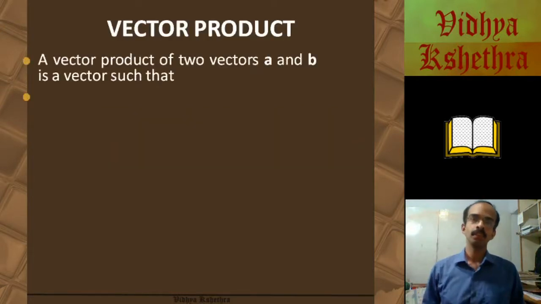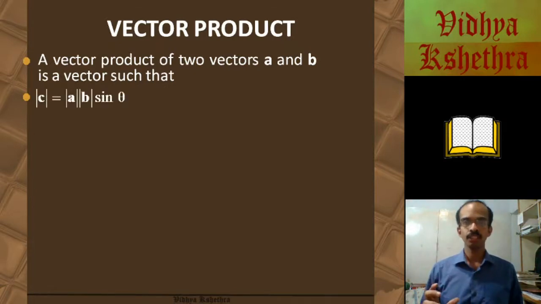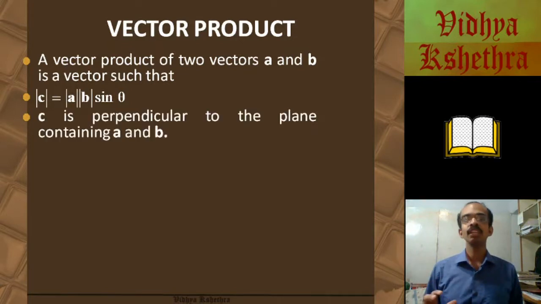Vector product. A vector product of two vectors A and B is a vector such that the magnitude of vector C, which is the vector product of vectors A and B, is equal to the product of the magnitudes of vectors A and B and the sine of the angle between the vectors A and B. The vector C is perpendicular to the plane containing the vectors A and B.